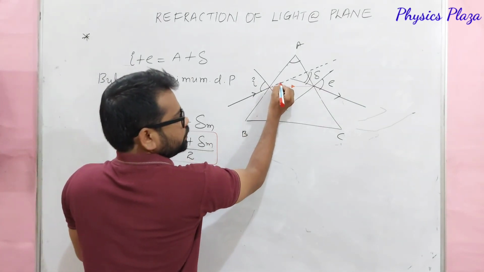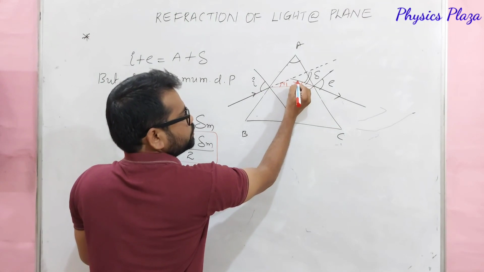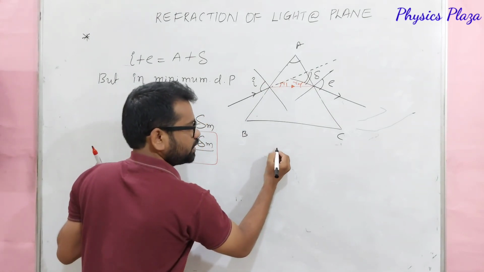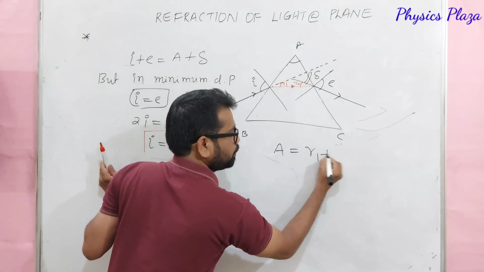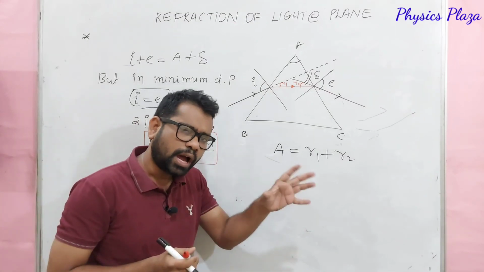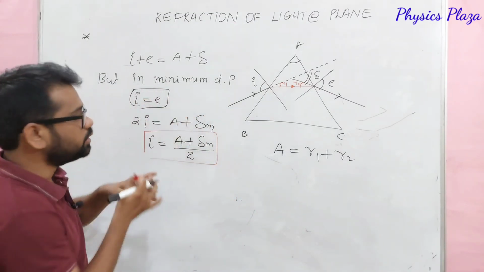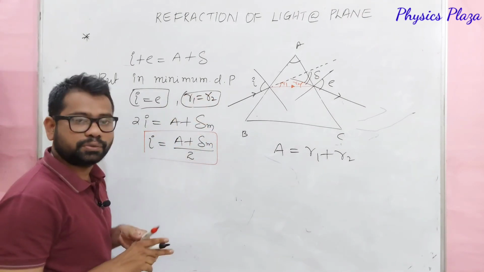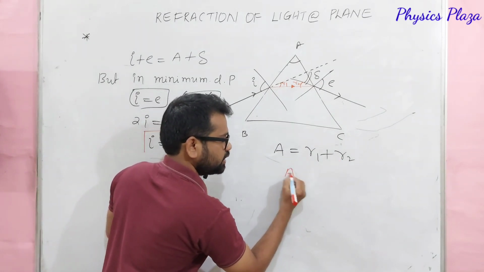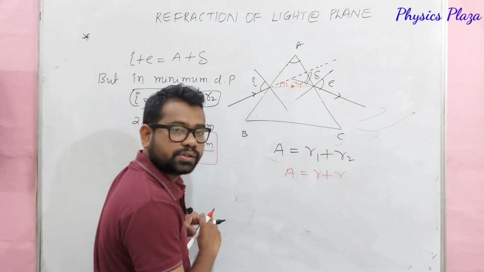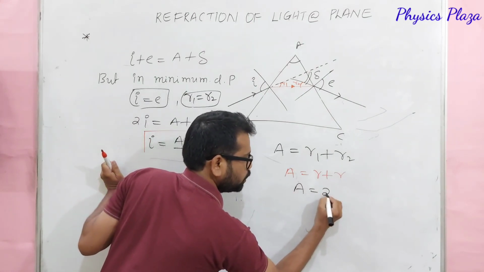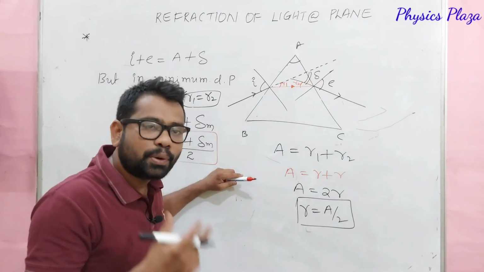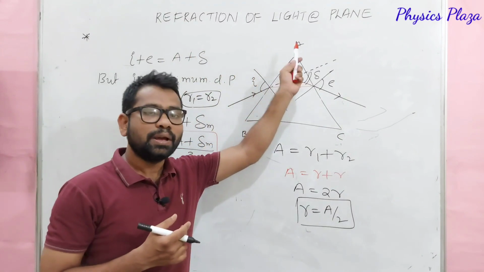But here is one more thing. This is R1 and here is R2. How these angles of refraction are related to the angle of the prism is also very important. In general, A is equal to R1 plus R2. But in the minimum deviation position, R1 is equal to R2. Then we can write A is equal to R plus R, so A is equal to 2R, and R is equal to A by 2. These are the very important formulas from refraction of light at plane surfaces.